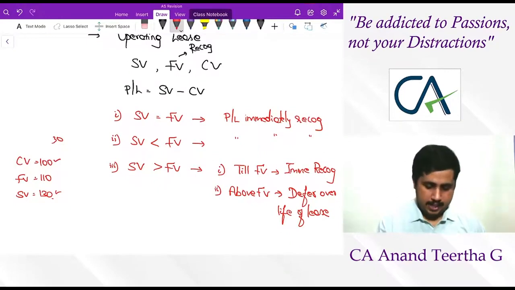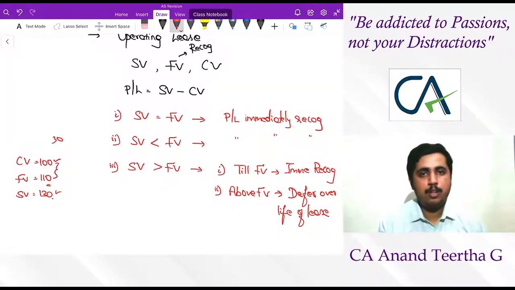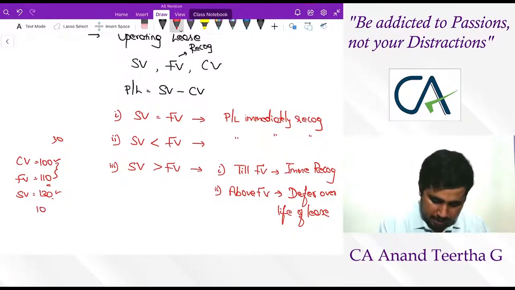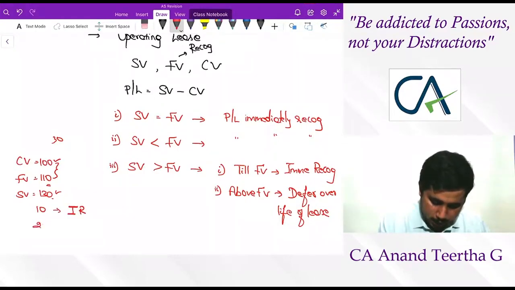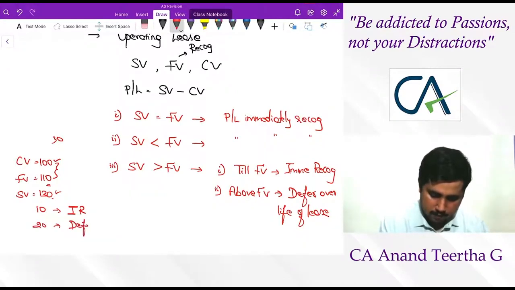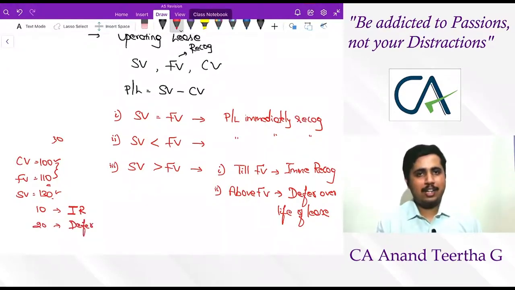Now, what are they saying? Till fair value, so now compare these two. Till fair value, how much? 10 profit. This is immediately recognized. Above fair value, how much? 20 rupees. This is deferred. Okay, so that's how the whole calculation will be done.